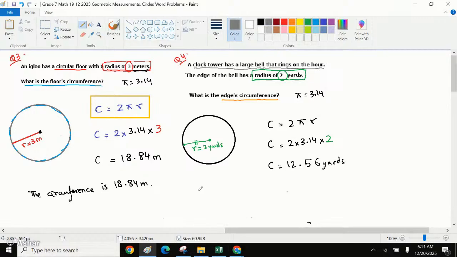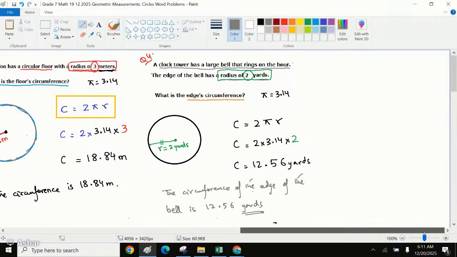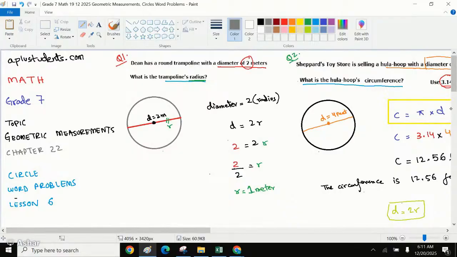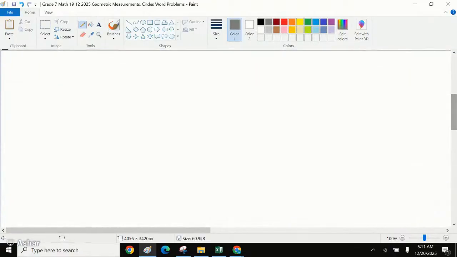So we can write the statement: the circumference of the edge of the bell is 12.56 yards. Okay, we need to remember the unit, whatever the unit is. If it's centimeters, meters, yards, or feet, we need to write down the unit. The unit is one of the most important things for us. Okay, let's move on to the next question. Question number 5. Let's see what they are asking us in the next question.